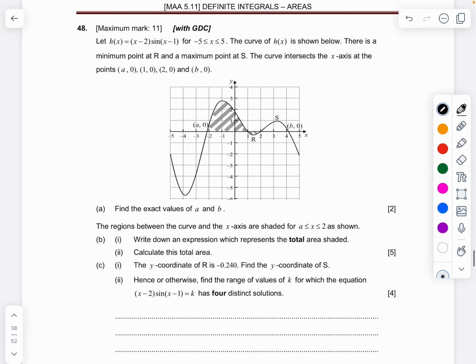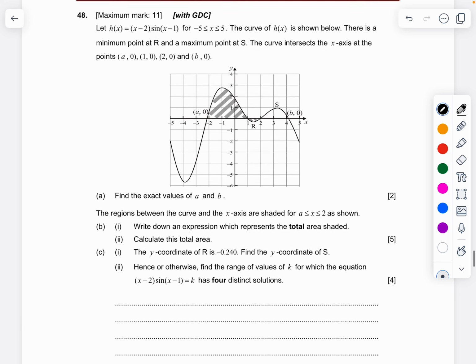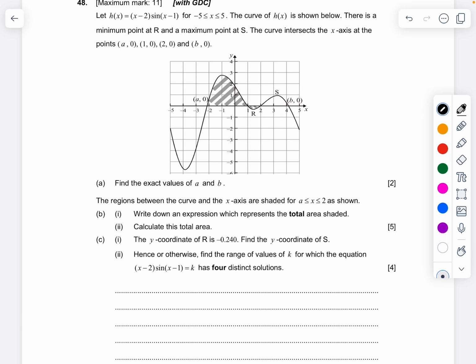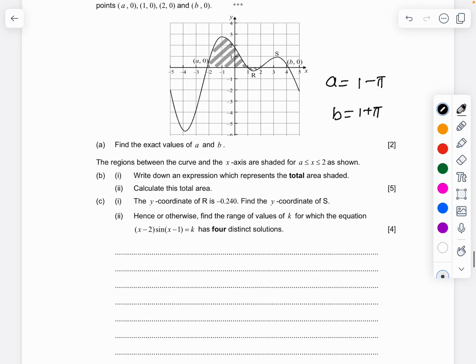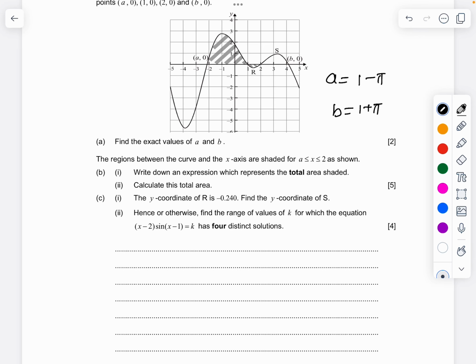Question number 48. Let h of x be given. The curve h of x is shown below. There is a minimum point R and a maximum point S. The curve intersects the x-axis at points a, 0, 1, 0, 2, 0 and b, 0. Find the exact values of a and b. So with the GDC, a is going to be 1 minus pi and b is going to be 1 plus pi.